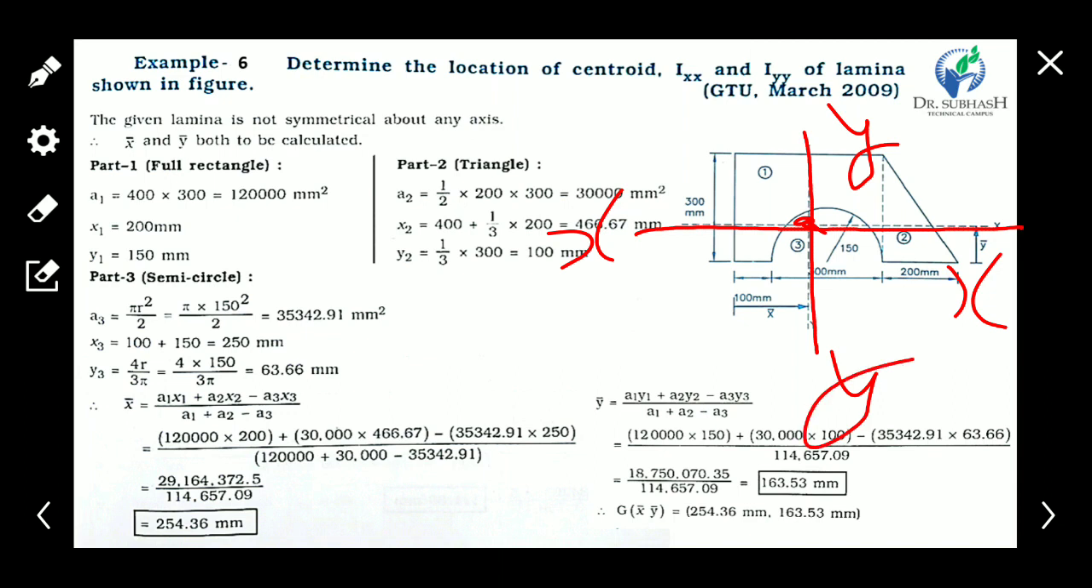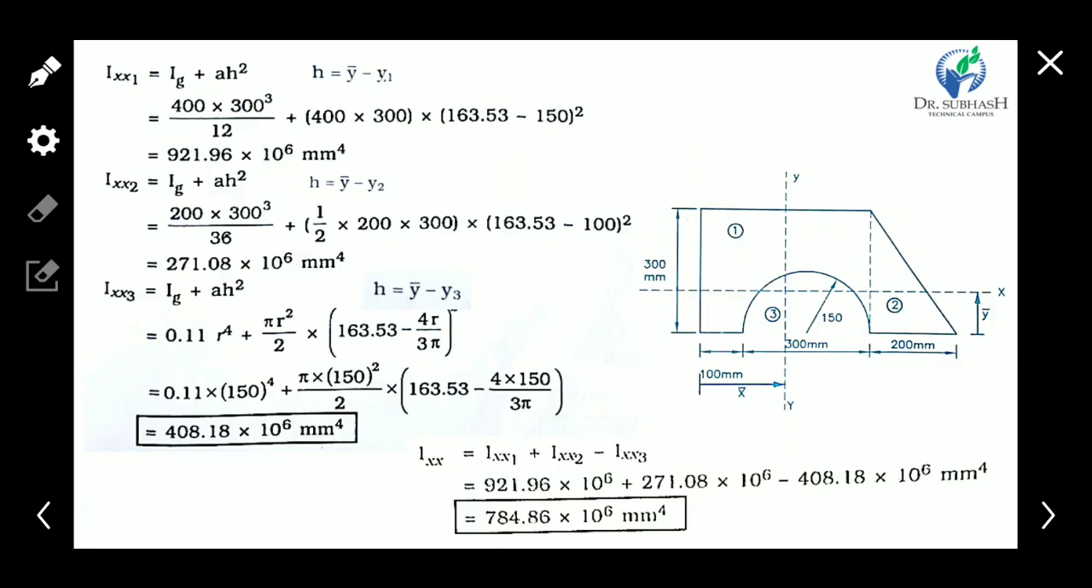Now we have to find out the moment of inertia about this x-x axis and y-y axis. Okay, clear that? Now we go for the moment of inertia, particularly for the x-x axis. First we have to find out the moment of inertia about the x-x axis, starting with the rectangle element, the first element. Here the axis does not pass through the CG or base of the rectangle, so we have to apply the parallel axis theorem: Ig plus A h square.